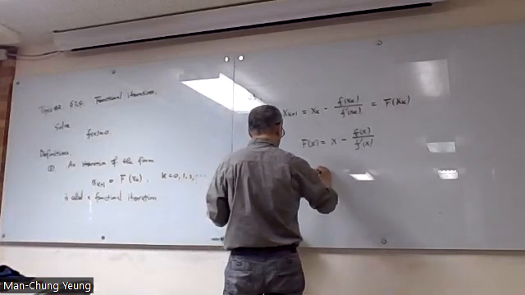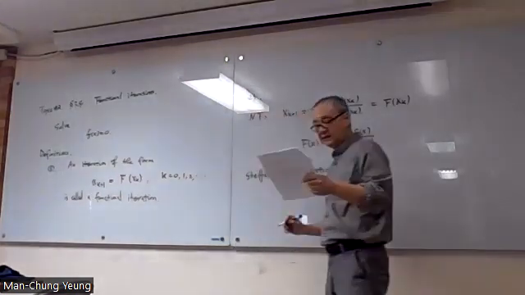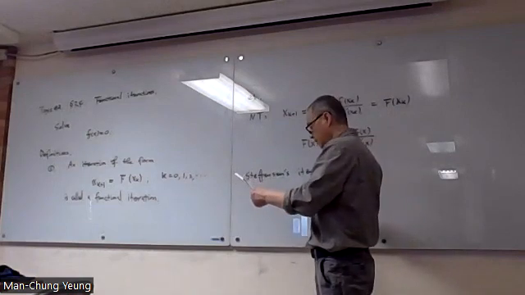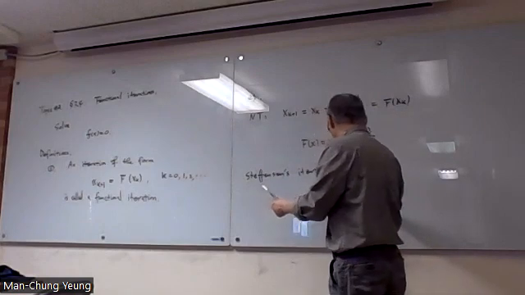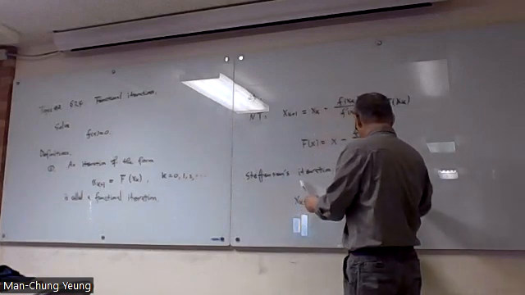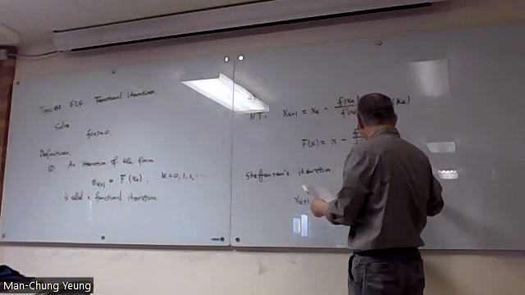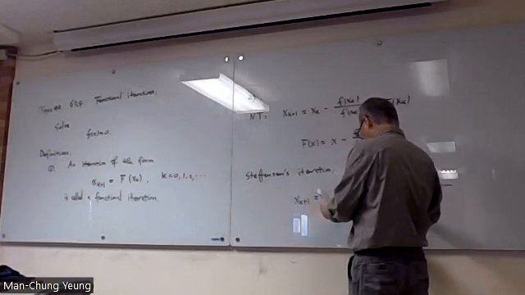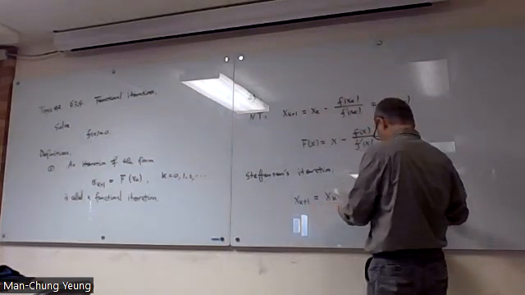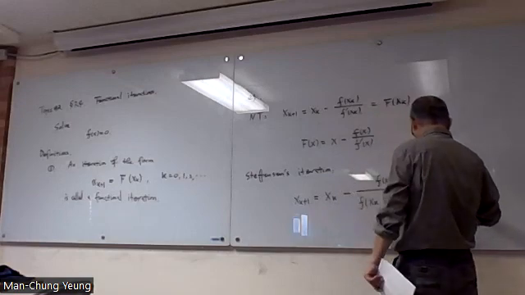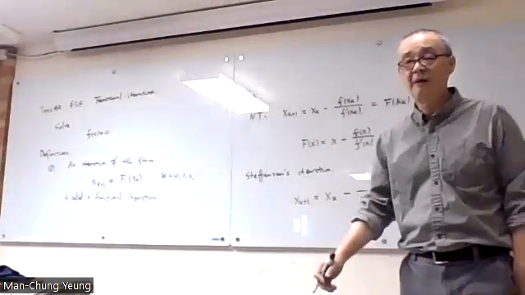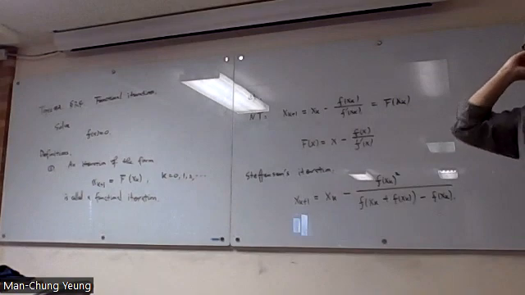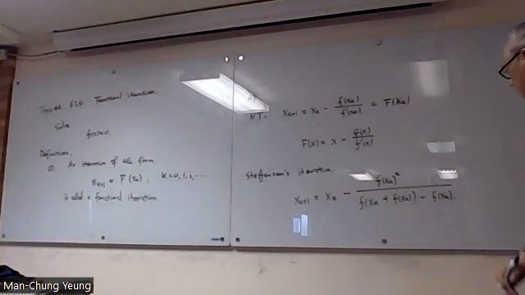Iteration. What's Steffensen's iteration? I mentioned this method before: x_{k+1} = x_k minus f(x_k) squared over f(x_k + f(x_k)) minus f(x_k). You can find this method in the previous section. I don't remember the section number.